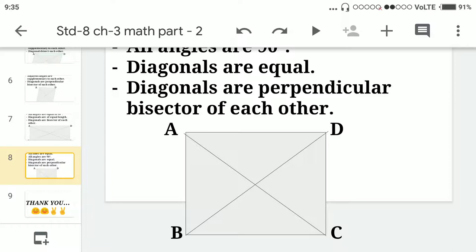It is also the same as your rectangle. Diagonals are perpendicular bisectors of each other. Remember, in case of a rectangle, the two diagonals are only bisecting each other and the two diagonals are equal. But in case of a square, the two diagonals are perpendicular as well as bisectors, as well as both the diagonals are the same. Understood?